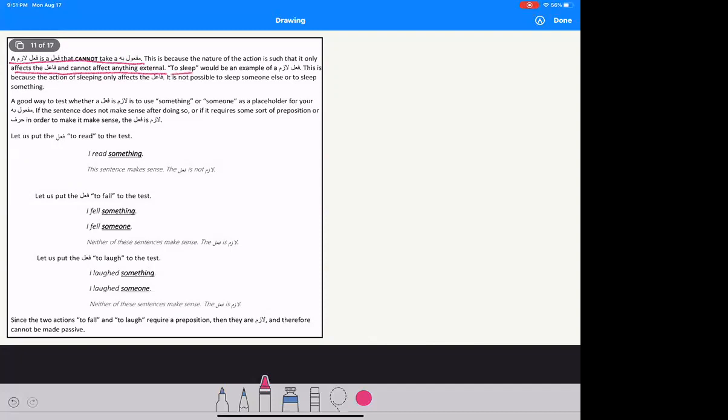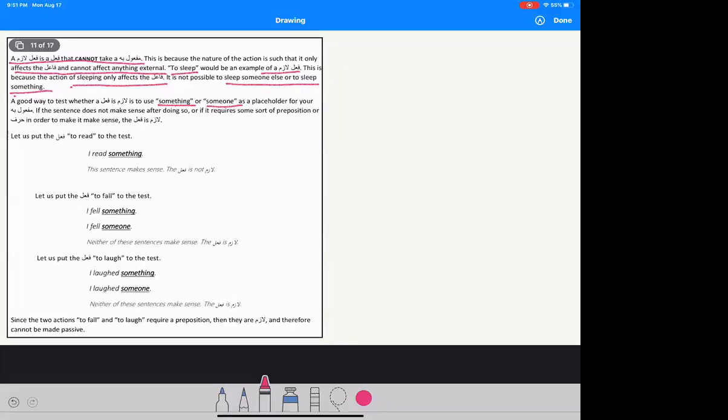For example, to sleep would be an example of a lazim. This is because the action of sleeping only affects the fa'il. It's not possible to sleep someone else or sleep something. So a good way to test whether a fail is lazim: we're going to use these two words, something or someone. Whenever you have a fail, after that you put something or someone, and if that makes sense after this verb, it means it takes mafulun bihi, and that means it is the mutaddi form. Otherwise it is going to be lazim.